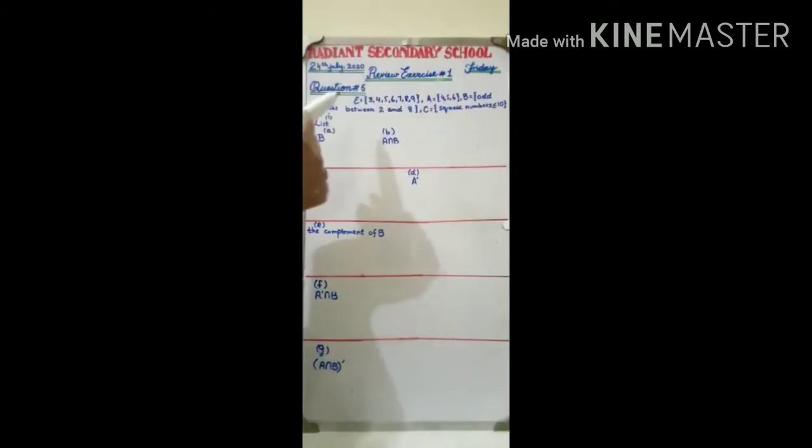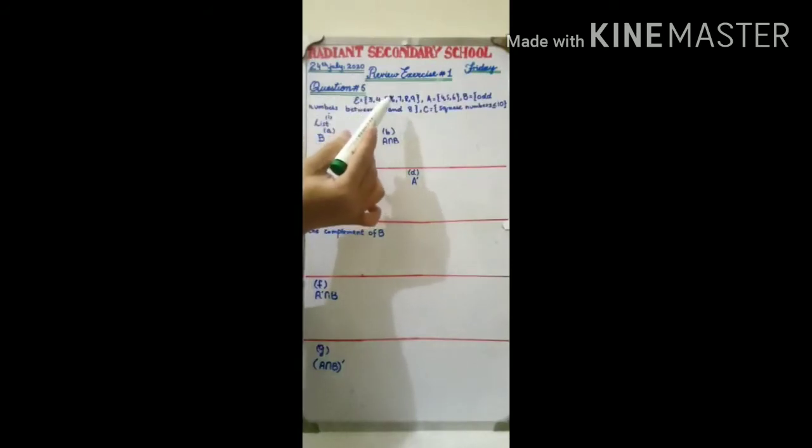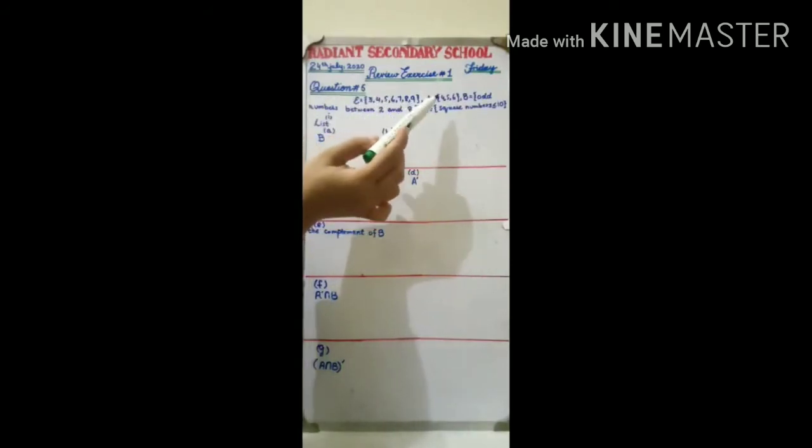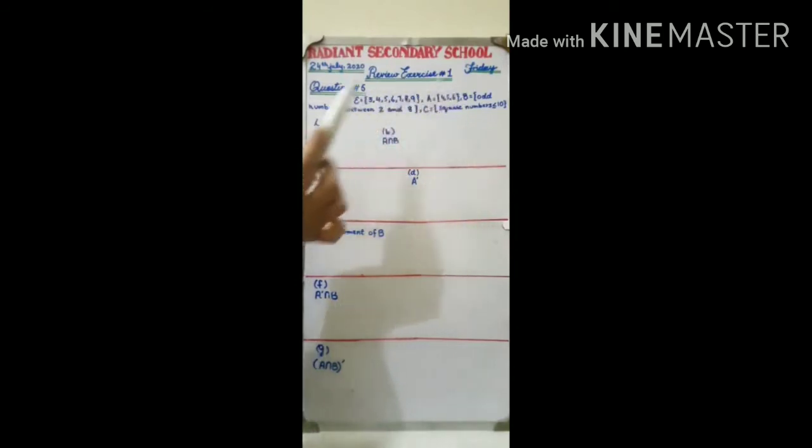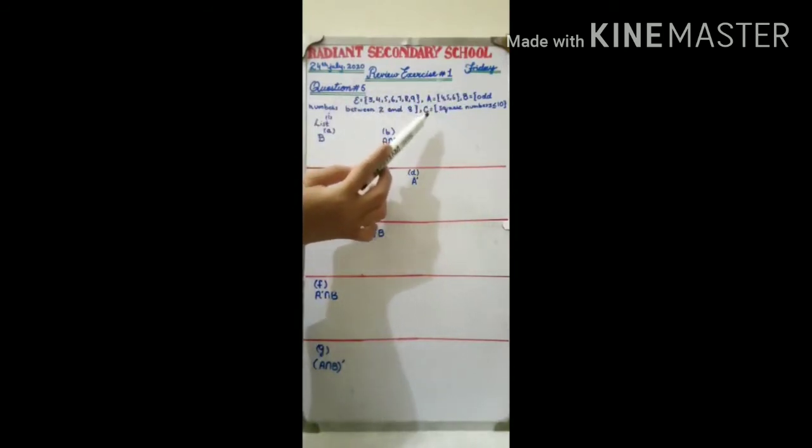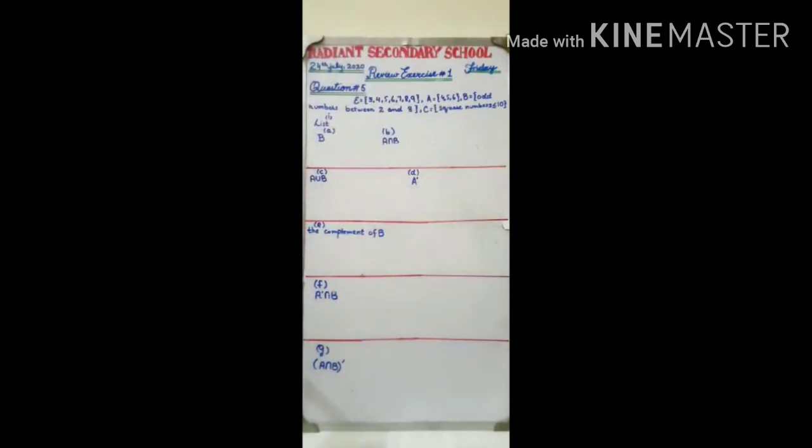Now in question 5, a universal set is there: 3, 4, 5, 6, 7, 8, 9. A set is 4, 5, 6. B set is odd numbers between 2 and 8. C set is square numbers less than or equal to 10. In part A, we have to list B set.